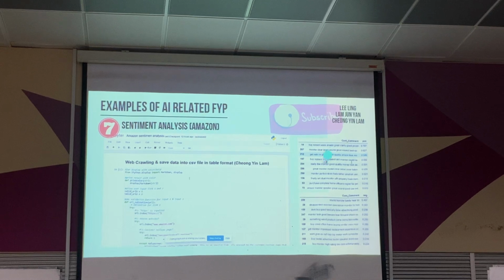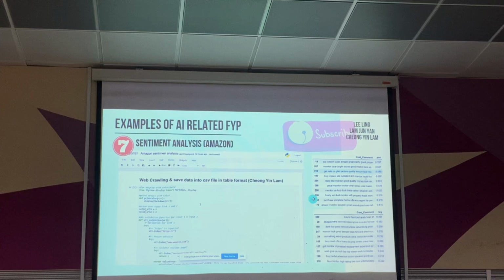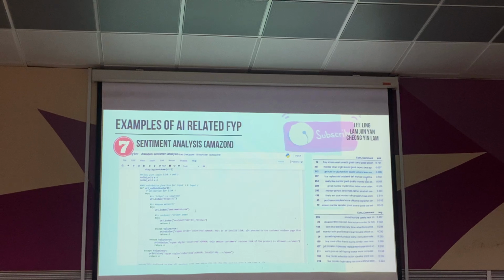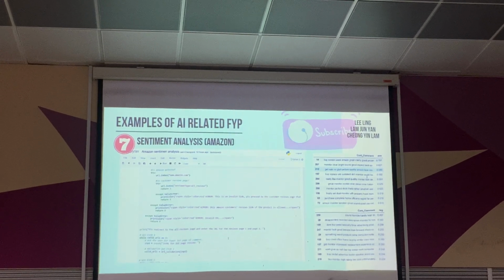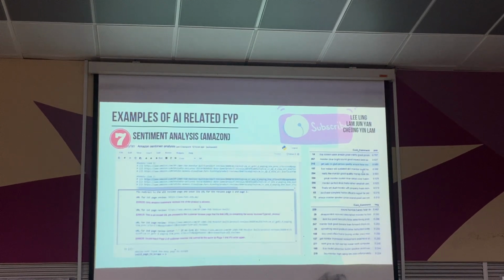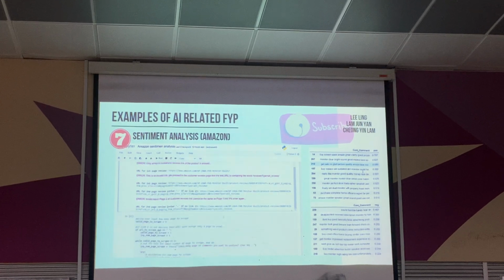This is sentiment analysis. It's not related to images anymore, but they would like to study the sentiment of the comments after someone bought products or items from Amazon. So they leave a comment, and we would like to know whether the comment is positive or negative, whether this product is good or not. So we can crawl the reviews data from Amazon, and then perform some machine learning to identify whether this is a positive review or a negative review.